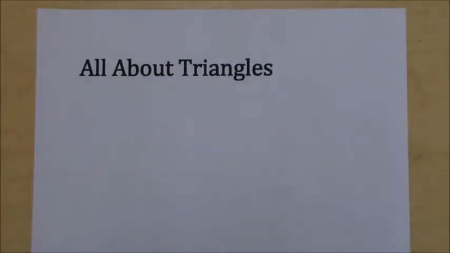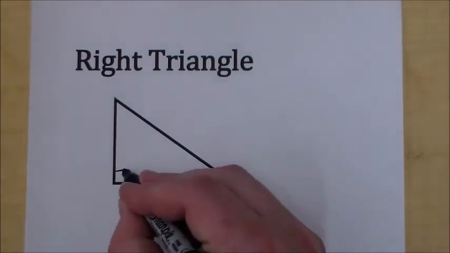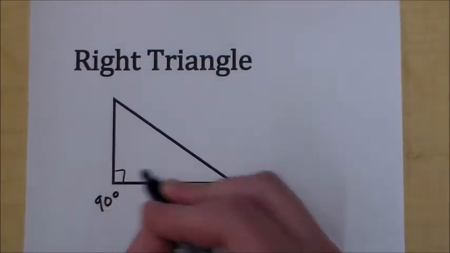Okay, let's do this. All about triangles. Triangles are awesome. There are three types of triangles that you need to know and learn and love. First, the right triangle. This is an awesome triangle. This is a right angle, which means it is a 90-degree angle.